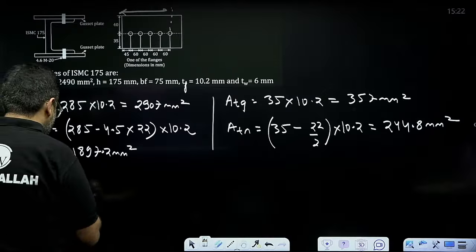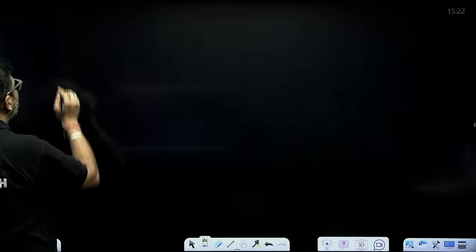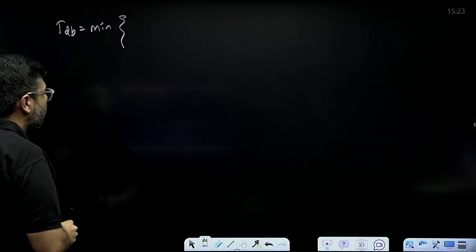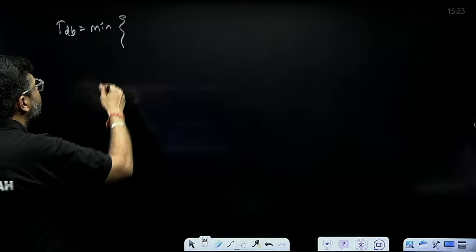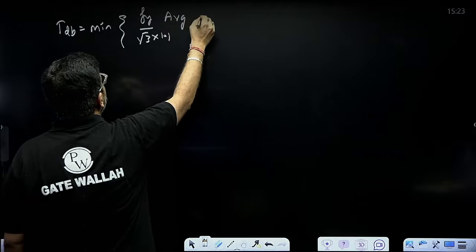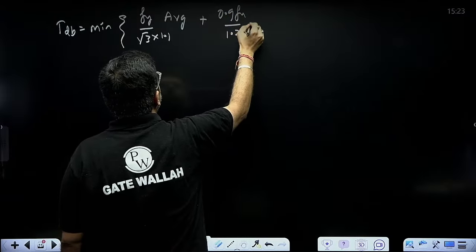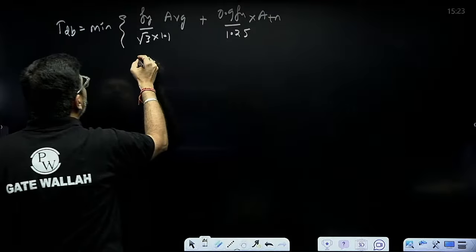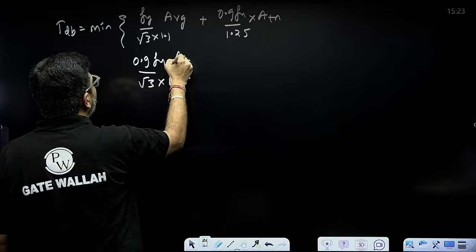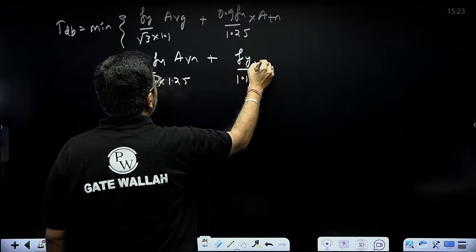Now, TDB is equal to the minimum of shear yielding tension rupture: Fy by root 3 into 1.1 into AVG plus 0.9 Fu by 1.25 into ATN, or 0.9 Fu by root 3 shear rupture 1.25 into AVN plus Fy by 1.1 into AT.